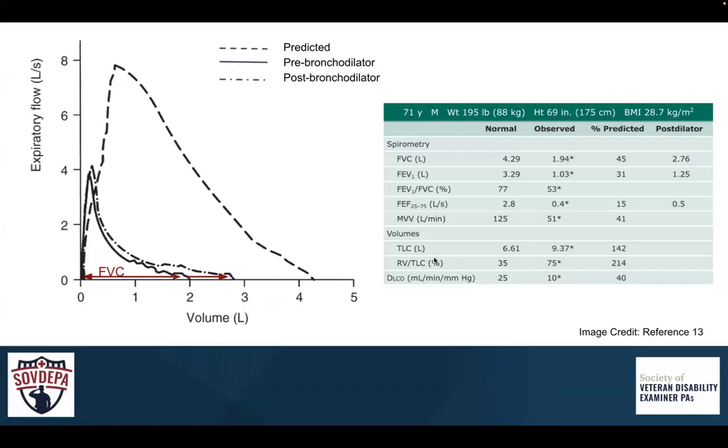Hyperinflation is also present in this example, reflected by the total lung capacity. It's much higher than what would be predicted. That indicates air trapping, this high total lung capacity. The residual volume is also very high, indicating air trapping. So that's what leans towards emphysema here.